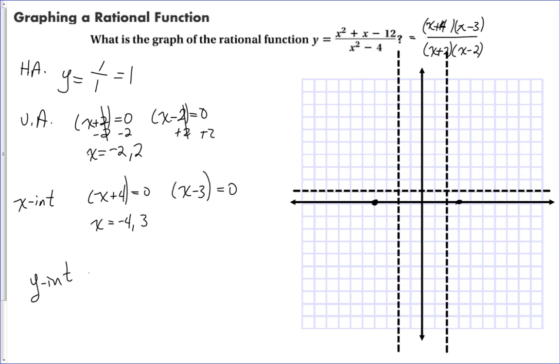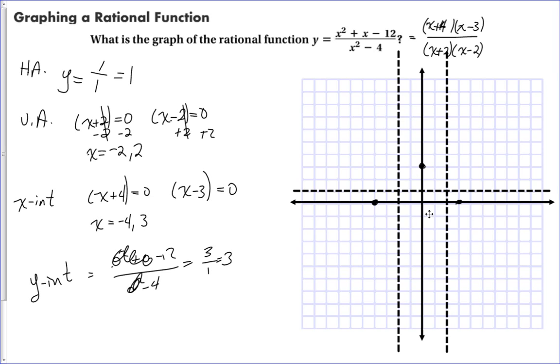Remember, to find the y-intercept, you simply set all your x's equal to 0. So let's go to this first function. We're going to have 0 squared plus 0 minus 12 over 0 squared minus 4. Of course, all of the zero terms are irrelevant. So negative over negative, it's positive. 12 divided by 4 is 3. So our y-intercept is at 3. So 1, 2, 3, there's our y-intercept.